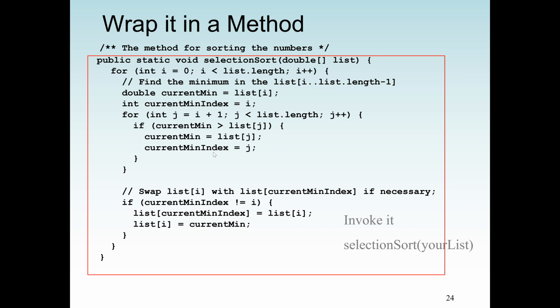And the swapping section is here. So if the current min index is not equal to i, then we have list i assigned to the list current min index. Then the current min will be assigned to the list i. So again, in selection sort, we select the lowest item first, then we swap it to the correct position, select the next lowest, swap it to the current position. So always it's going to be reduced by 1.